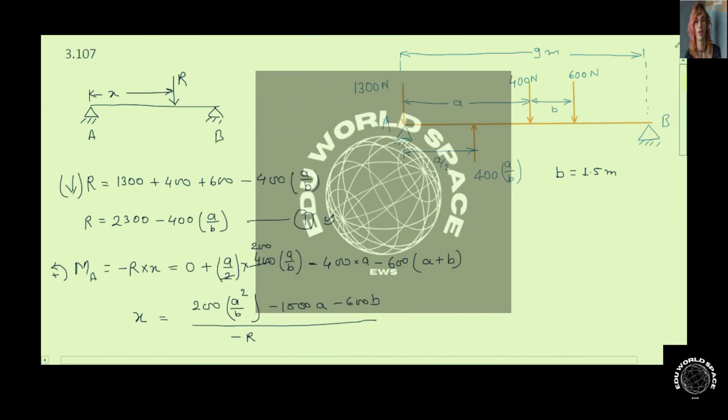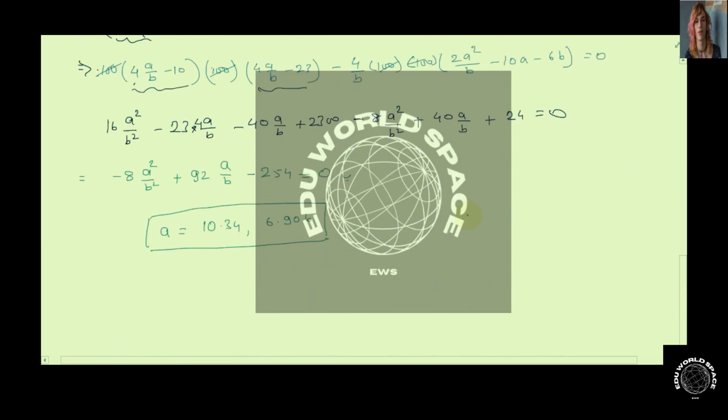So if we observe our actual diagram, if a is 10.34, then it will exceed the point b, since the distance between a and b is 9 meters. It means that our value 10.34 is not acceptable here. So the value of a that is acceptable here is 6.906 meter. It means that at a equal to 6.906, our resultant force will be at maximum distance from point A. That was our demand of the first problem.